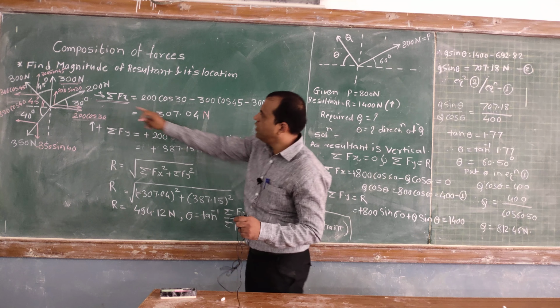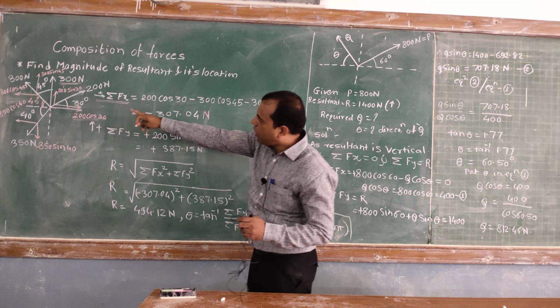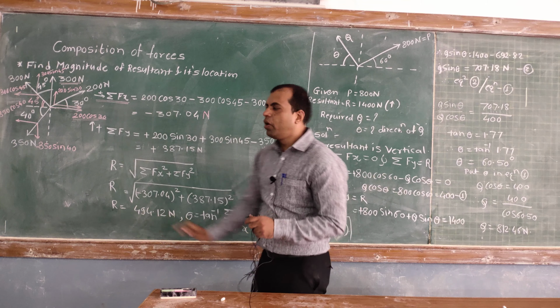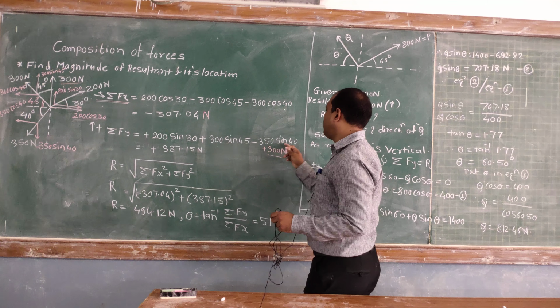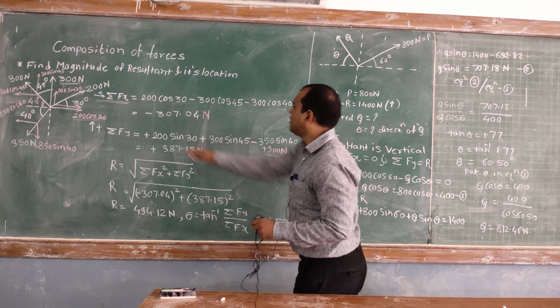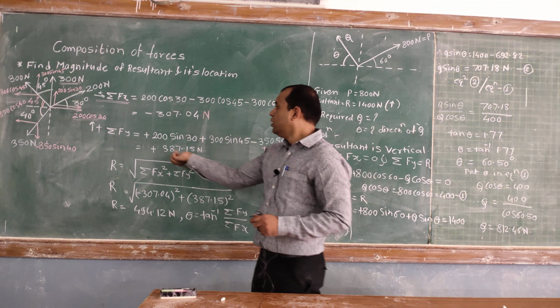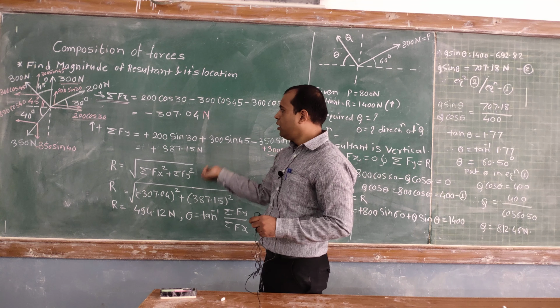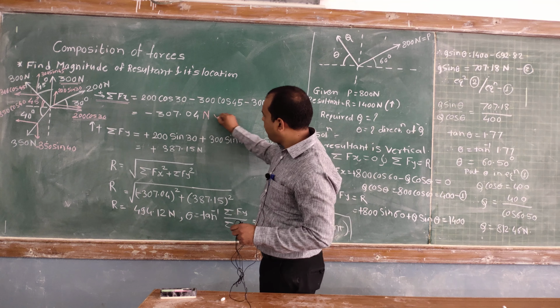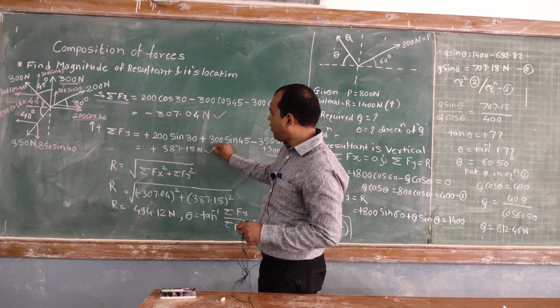Then what is the third force? 300 sin 45, it is truly vertical, so this is again plus, and the fourth force is minus 350 sin 40. Why minus? Because it is in vertically downward direction, so this is minus 350 sin 40. If we add this algebraically, you will get the answer 387.15.